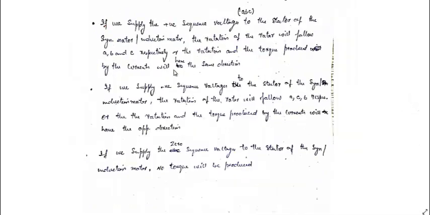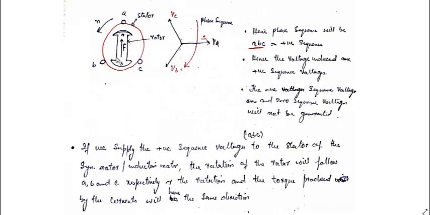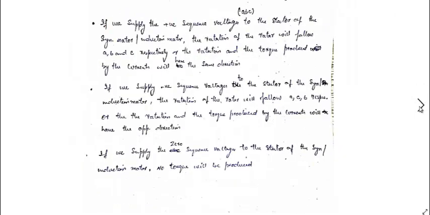So for a negative sequence voltage, if we supply the negative sequence voltage to the stator of the synchronous motor, the rotation of the rotor will follow A, C, B respectively. Now the torque produced will be, because now it is ACB, the direction of the rotating magnetic field will be clockwise, and the rotation is in this direction. The direction will be opposite. It will oppose the actual direction, that is the positive direction of the rotor.